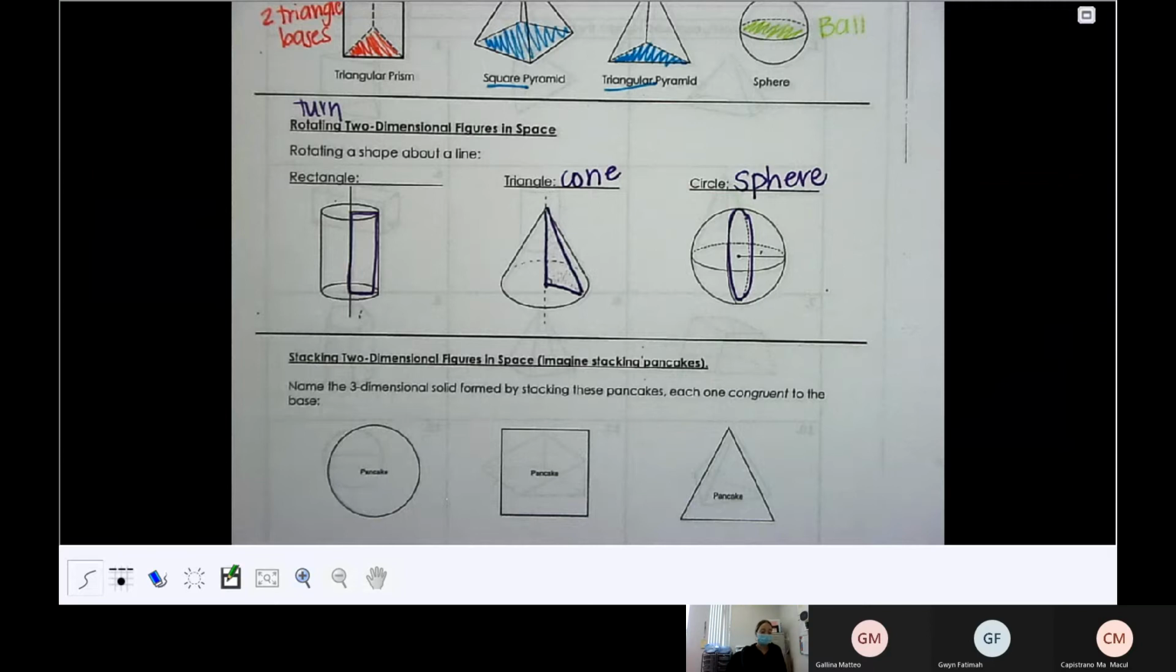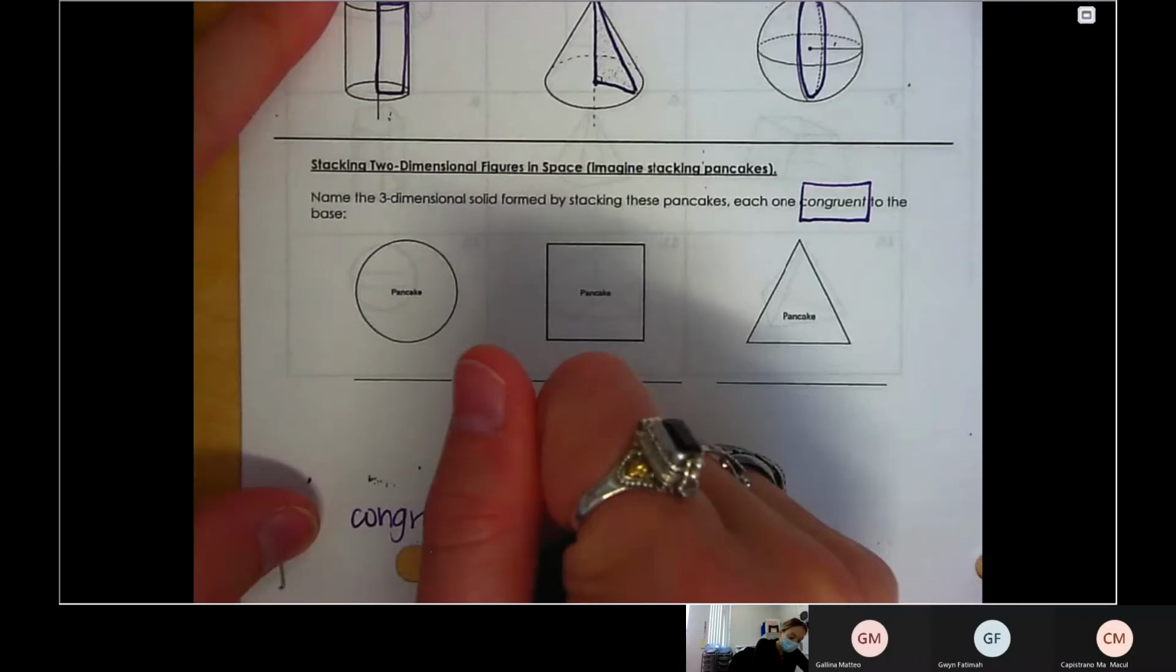In this first section, we're going to name the solid form by stacking congruent shapes. What does congruent mean? The same. Okay, so congruent is same size and same shape. Okay, same size, same shape.